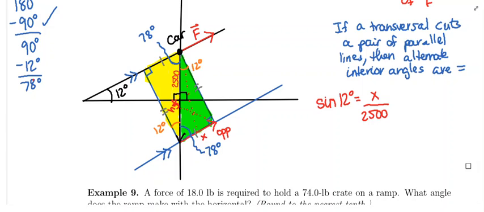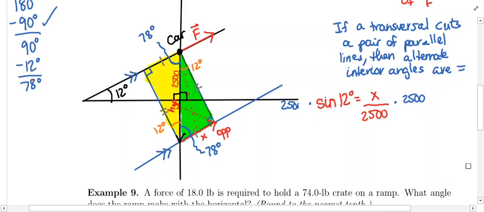If we want to solve for x, we need to multiply both sides by 2,500. So I'm going to multiply this side by 2,500. That way I have one in the top and one in the bottom. They cancel, leaving me with x. If I multiply the right by 2,500, I have to do it to the left side. So on the right side, the 2,500s cancel. I'm going to get that x is equal to 2,500 times the sine of 12 degrees.